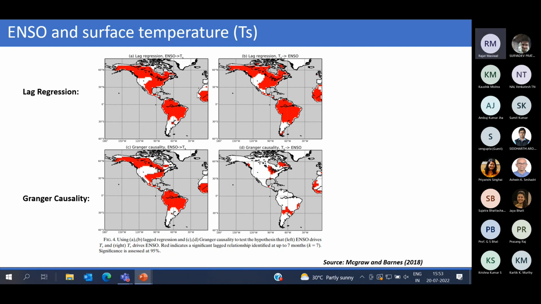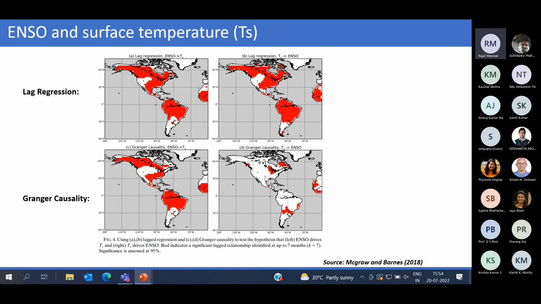But if you do it the other way around, meaning that the surface temperature in the American continent causes ENSO, you still see all these grid points passing the test, which is not the case. But if you do it using the Granger causality test, you can see this nice difference where, when you are going in the right direction, most of these grid points pass the test, but going in the reverse or incorrect direction, you don't see a lot of grid points passing this test.